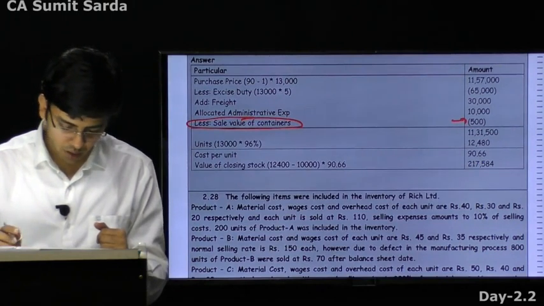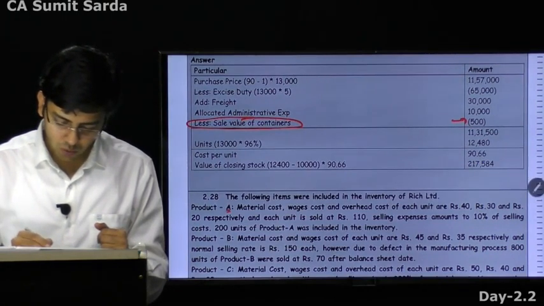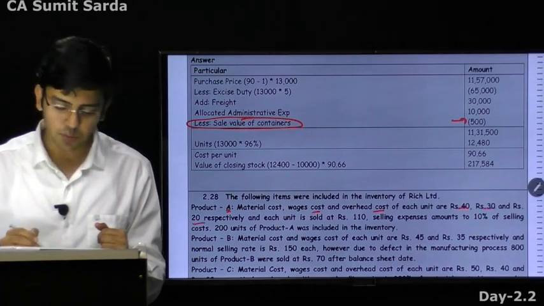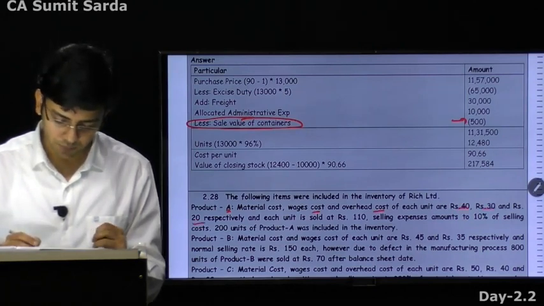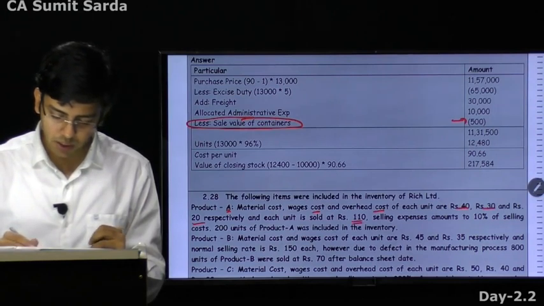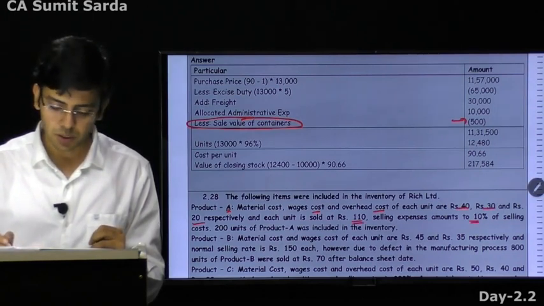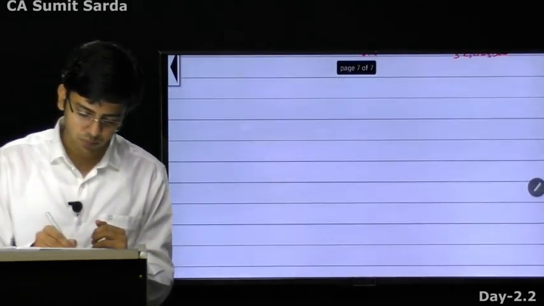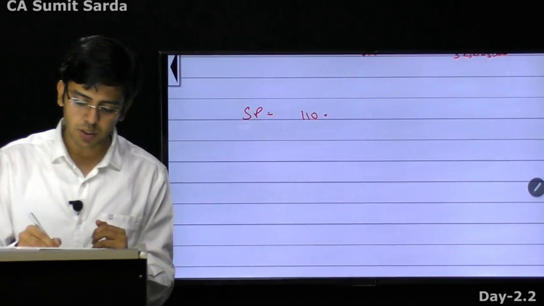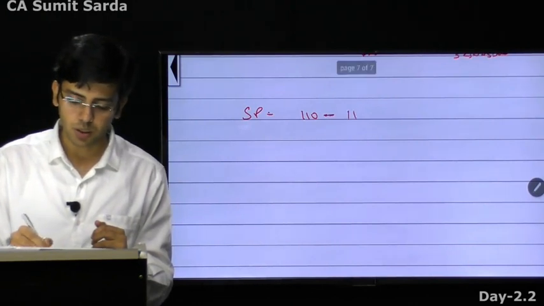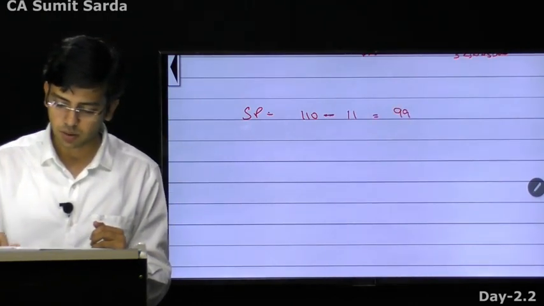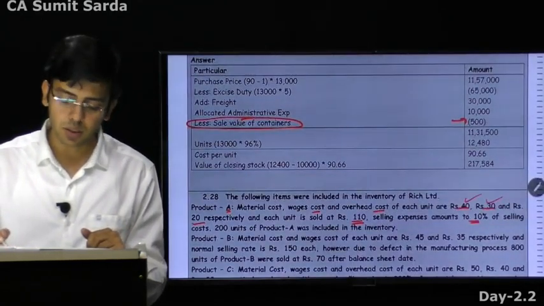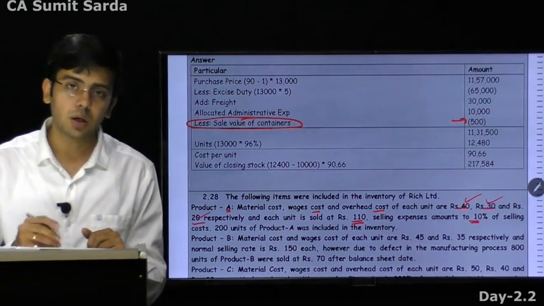28th question. Product A, raw material cost, wages cost, overhead cost 40, 30 and 20 respectively. Selling price is 110, selling expenses 10%, how much? 11, that makes it 99. Okay, and what is the cost? 40 and 30 makes it 70, and 20, 90.